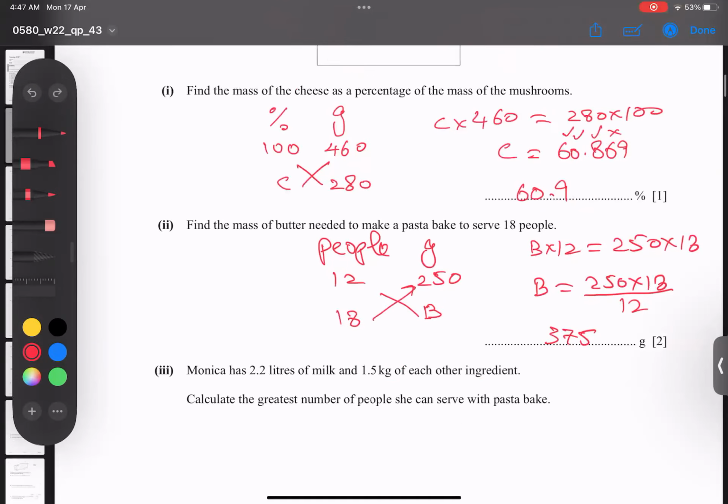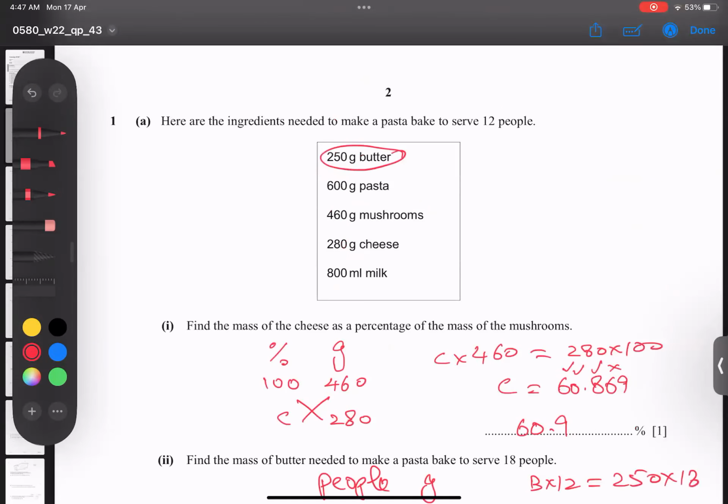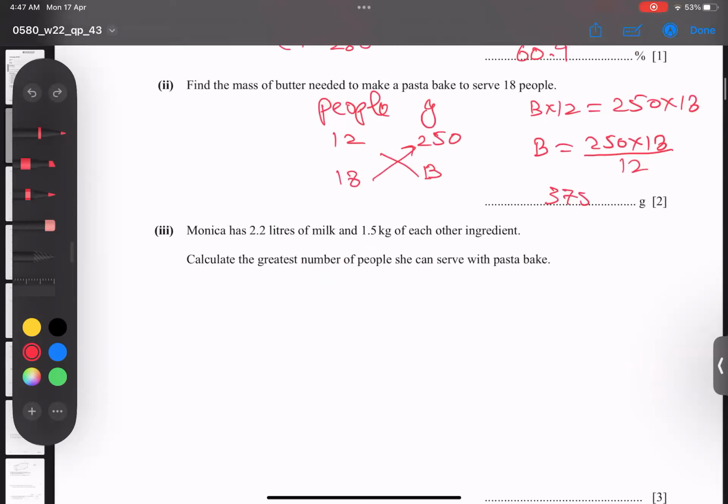Next question: M has 2.2 liters of milk and 1.5 kilograms of each other ingredient. It means we have 1.5 kilograms each. Calculate the greatest number of people she can serve with pasta bake. Now, very interesting. Here we have two comparisons, one milk and one any other ingredient we don't know. So what is the technique to do it? I have to convert liters into milliliters. 1 liter is 1,000 milliliters.